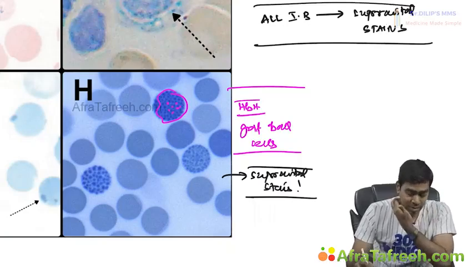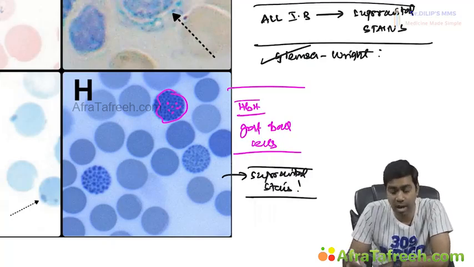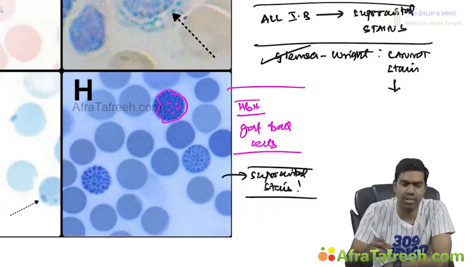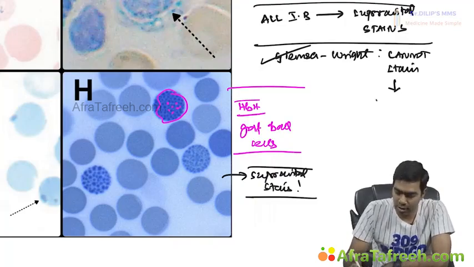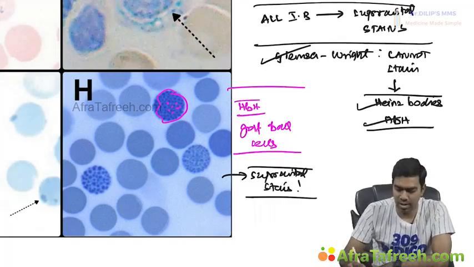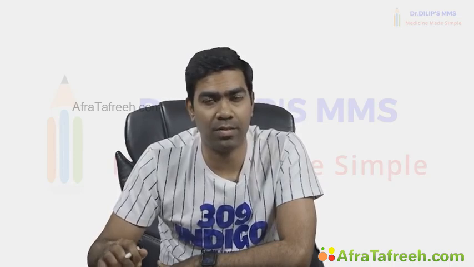But you have some important things. Leishman stain is an example of a commonly used Romanowski stain. What Leishman stain cannot stain is your Heinz bodies and HbH. So these are the two things that your routine stains can't stain. Very, very important. Which means Heinz bodies and HbH can be stained only by supravital stains. But all the inclusion bodies can be stained with supravital stains.